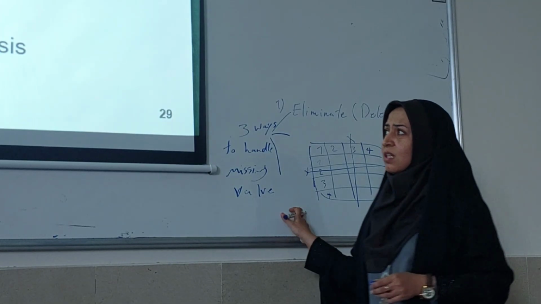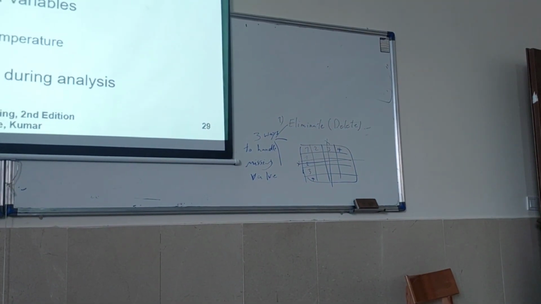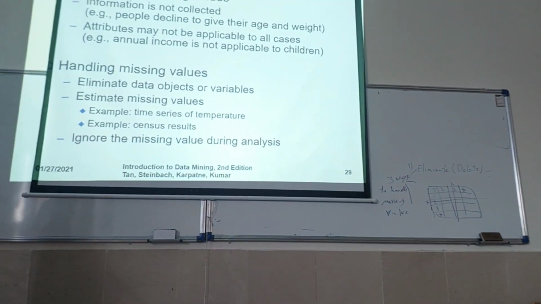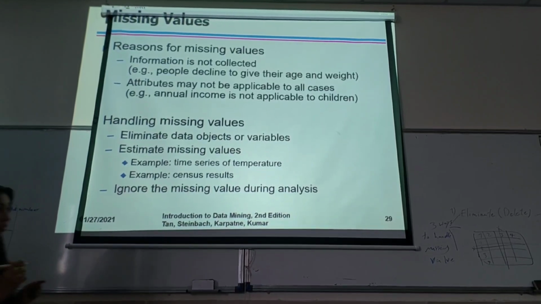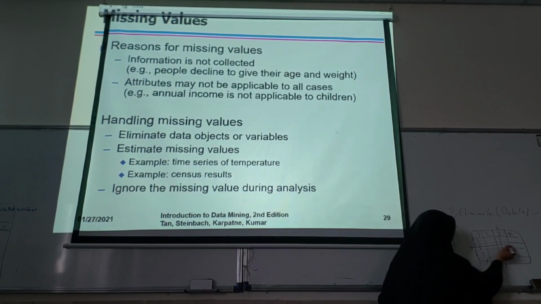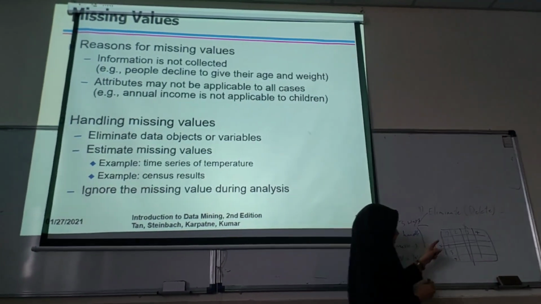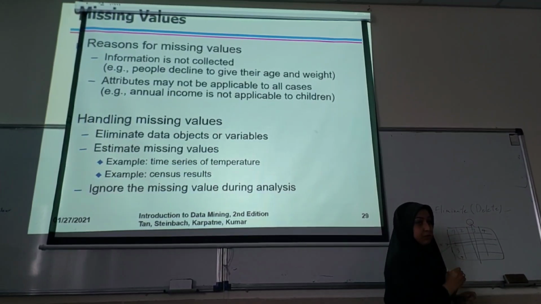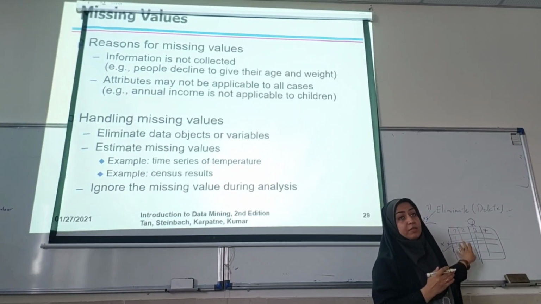Okay, this is the one. And in the other case, if the record I want to eliminate is efficient, or it is an attribute that is efficient in the mining, I cannot eliminate it. I should not eliminate this.